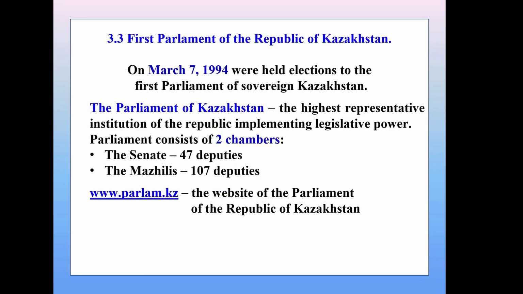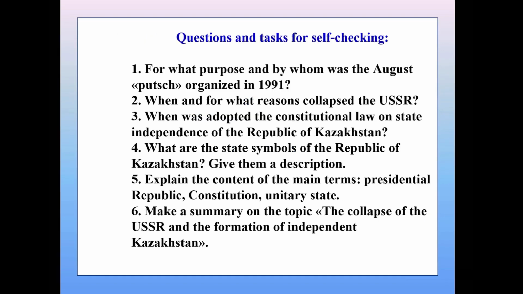Question 3.3. First Parliament of the Republic of Kazakhstan. On March 7, 1994, elections were held to the first Parliament of Sovereign Kazakhstan. The Parliament of Kazakhstan is the highest representative institution of the Republic implementing legislative power. Parliament consists of 2 chambers. The Senate consists of 47 deputies. The Majlis consists of 107 deputies. You can see the website of the Parliament of the Republic of Kazakhstan, www.parlam.kz.